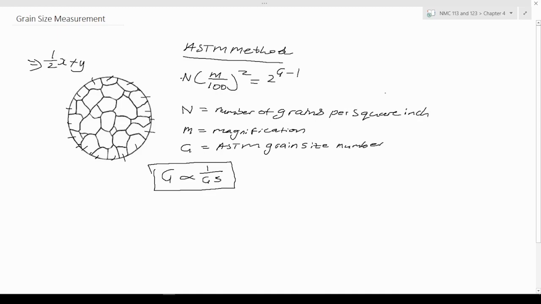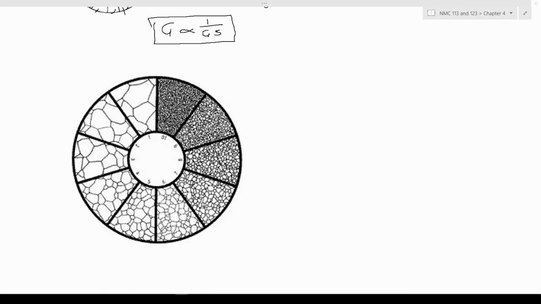Now let's go back to what I said I would discuss, which is the fact that the relationship between the grain size number and the grain size is an inverse proportionality, and this is in your notes. I took the liberty of copying this from your notes.